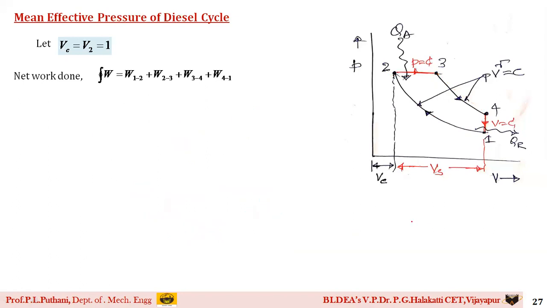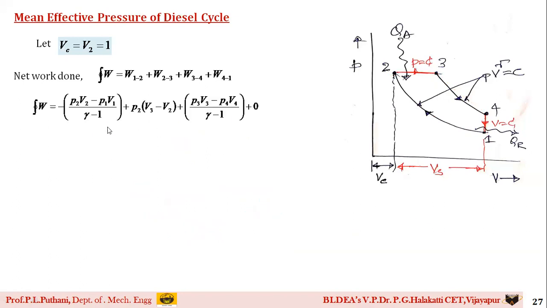Now, the same equations I have written here, that is minus P2 V2 minus P1 V1 by gamma minus 1, this equation is for the work transfer for process 1 to 2. This is for the process 2 to 3. This is for 3 to 4. And this is for 4 to 1, a constant volume process, where it is 0.